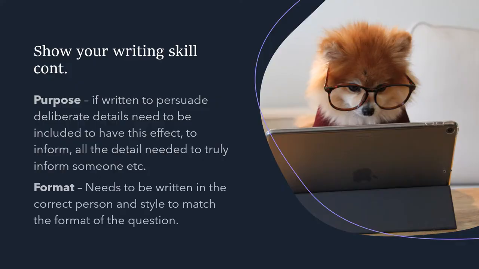Next is format, really important. It needs to be written in the correct person and style to match the format in question. And what I mean by that is person like first person would be for speech writing, where you're talking from your own point of view. So I've come to talk to you today about this. Whereas third person is more distant, like where we would write an article, and the examiner would need to see that you've made that adjustment, that deliberate choice in both purpose and format.